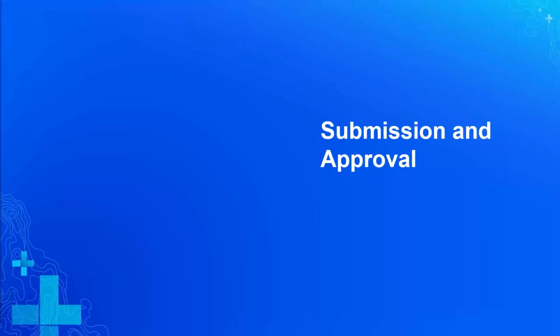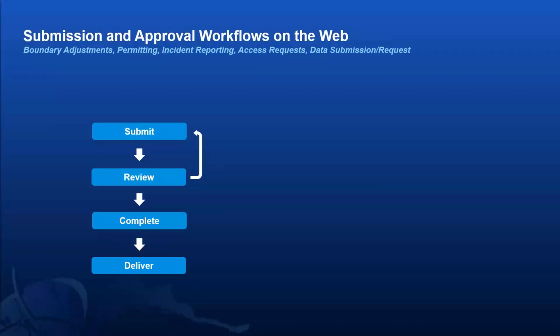All right, so let's take a look at this through the eyes of a demonstration. So we're going to start with one of our demonstrations today, submission and approval workflows on the web. These are really good examples of that 4-stage process that I talked about before. So submission, review, completion, and delivering products. So that is common to most organizations.